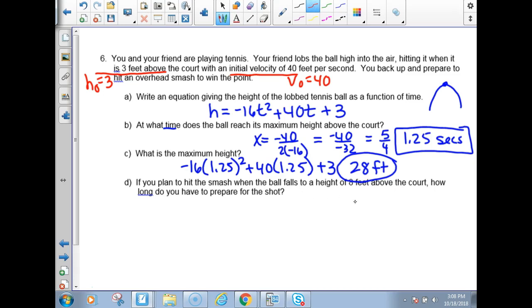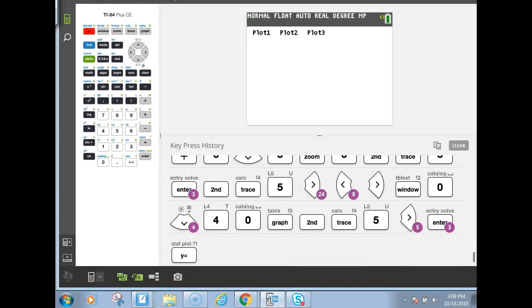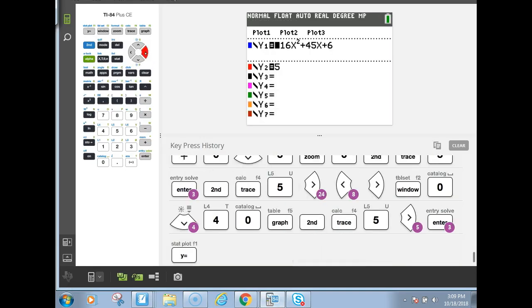You plan to hit the smash when the ball falls to a height of 8 feet above the court. How long do you have to prepare for the shot? So now we want to know. So I'm going to put in y1 negative 16t squared plus 40t plus 3. And in y2, I'm going to put in 8 feet. And I'm going to find out where they intersect. Bless you. Go to y equals. I can actually change this equation by arrowing over because I know the first part's not changing. What was the initial velocity? 40?